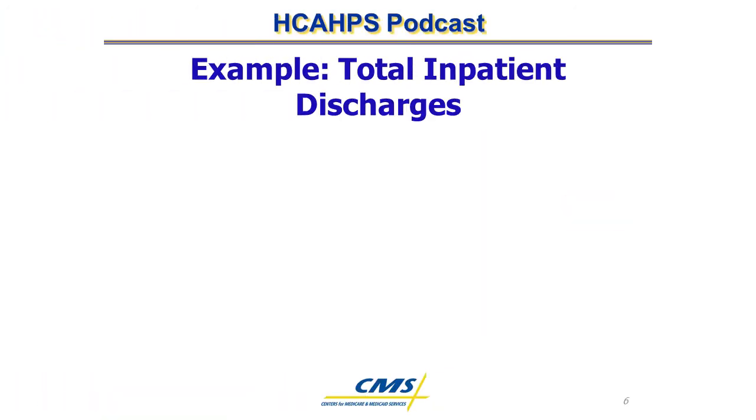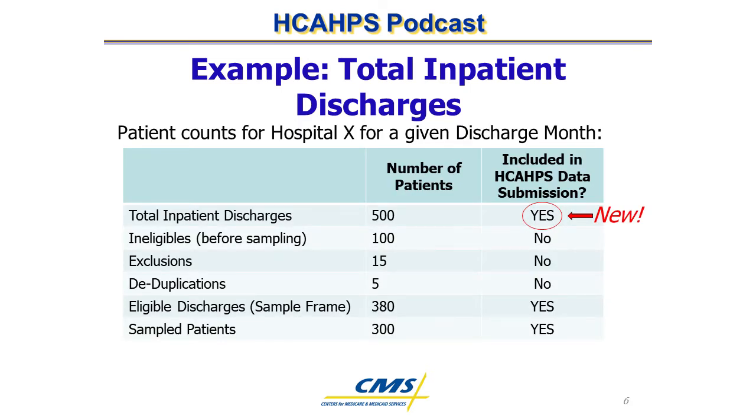Slide 6. Example: Total inpatient discharges. On this slide, we will review an example of key HCAHPS patient counts, including total inpatient discharges. For Hospital X in this example, there were 500 total inpatient discharges for a given discharge month. Notice that Hospital X also had 100 ineligibles, 15 exclusions, and 5 deduplicated patients.